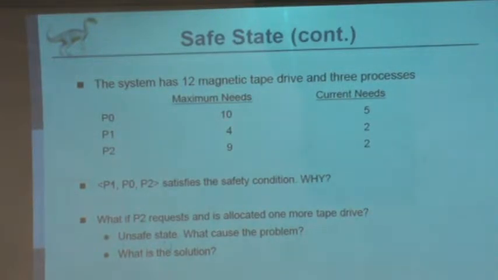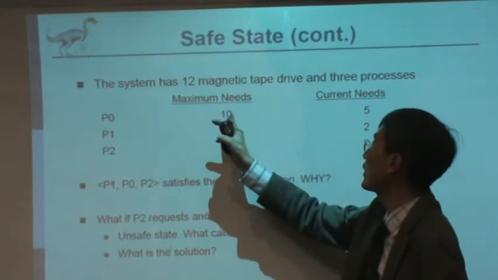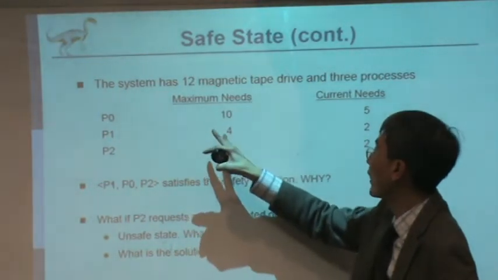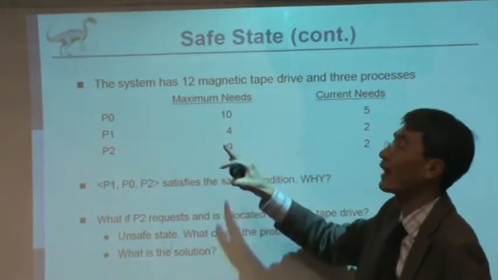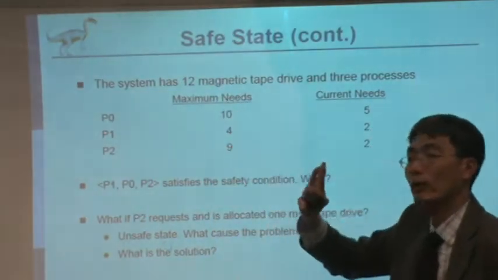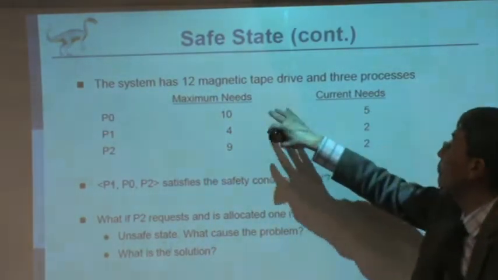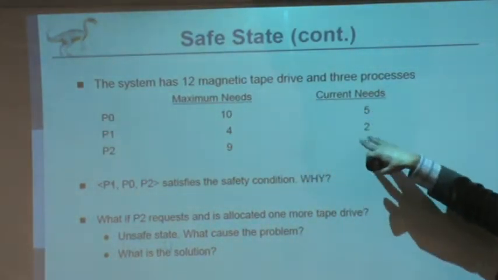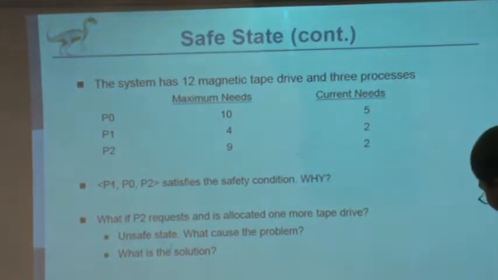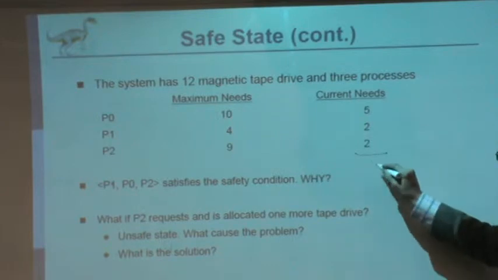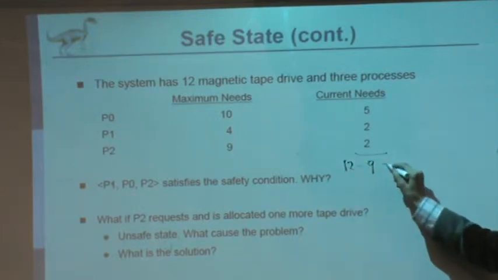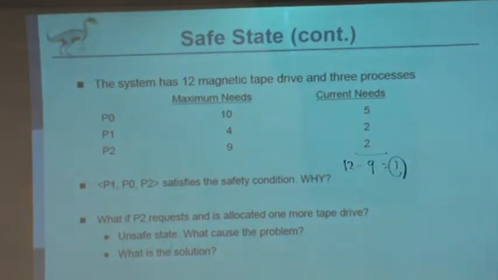Anyway, suppose P0 needs a maximum of 10, P1 needs 4, P2 needs 9. But only 12 are available in total. Currently, P0 is taking 5, P1 is taking 2, P2 is taking 2. So how many are available? 12 minus 9, so currently 3 are available. This is the current state.